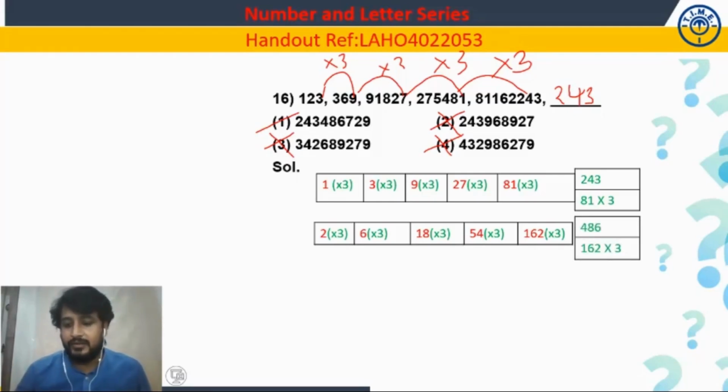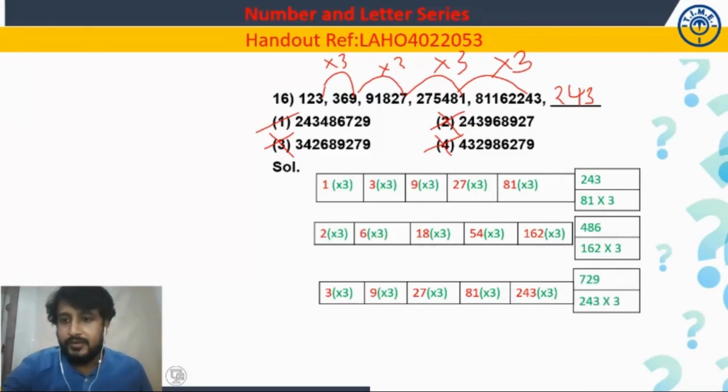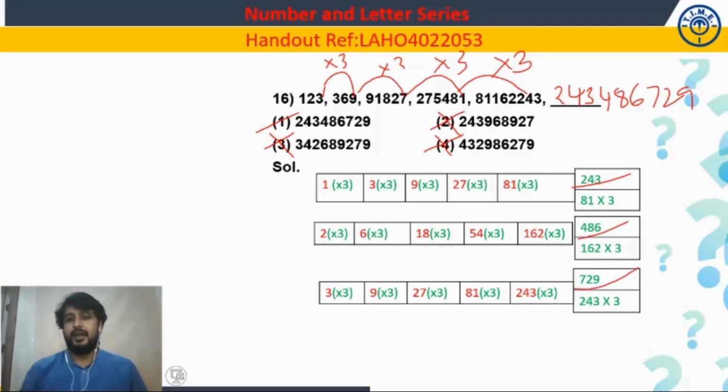Now let us look at the logic in the third group. 3 into 3, 9, yes. 9 into 3, 27, 27 into 3, 81, 81 into 3, 243. Now 243 into 3 will be 729. So what is our required answer? 243, 486, 729. And it matches perfectly with which option? First option. Okay. So please note the logic.